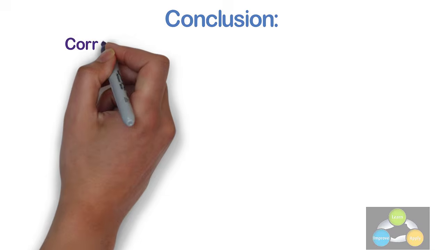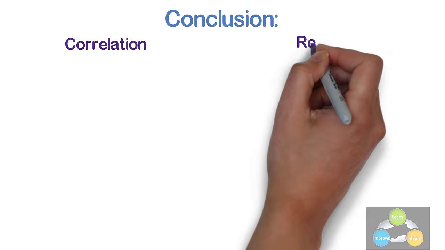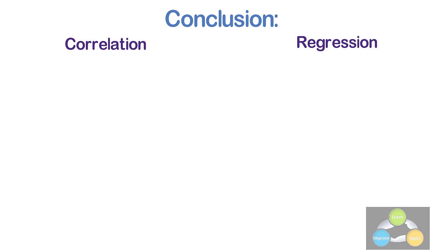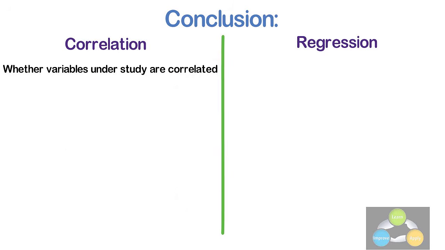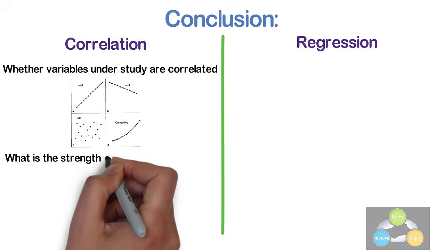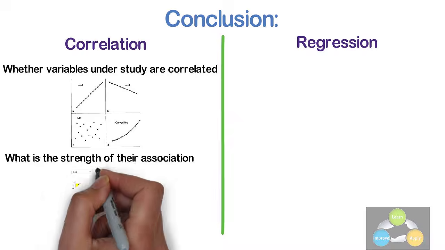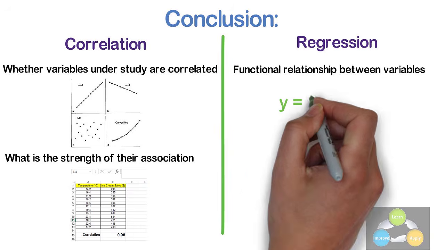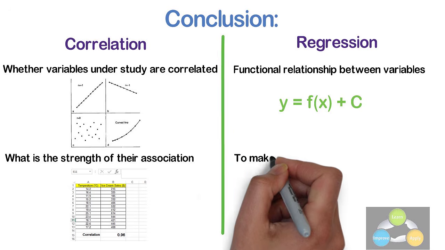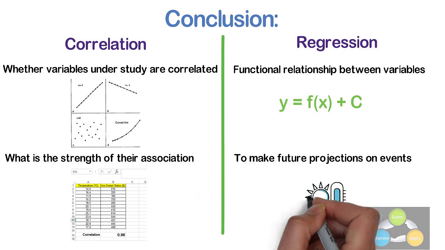Conclusion. With the above discussion, it is evident that there is a big difference between these two mathematical concepts, although these two are studied together. Correlation is used when the researcher wants to know whether the variables under study are correlated or not. If yes, then what is the strength of their association? In regression analysis, a functional relationship between two variables is established so as to make future projections on events.